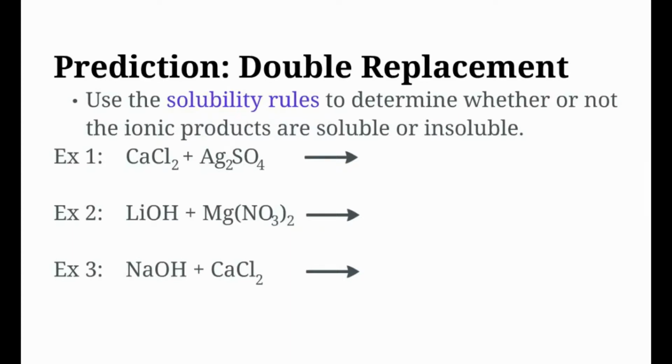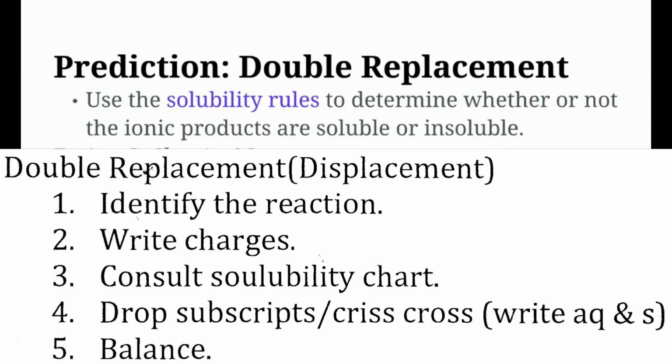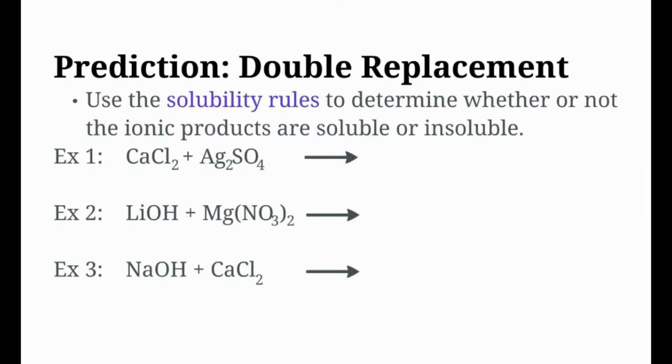So to do these predictions, it's a very similar rule, and I'll try to make some room over here. First things first, you always have to identify the type of reaction. Now here's the thing: you are repeating the same stuff from single replacement. Write the charge above their heads, which shouldn't be hard, because they're going to be in order of positive, negative, positive, negative. The positives always have to go first. Negatives go second. So go ahead and write the charges.